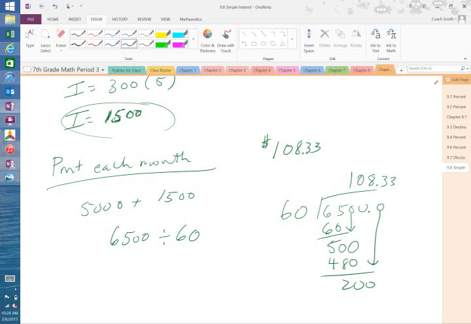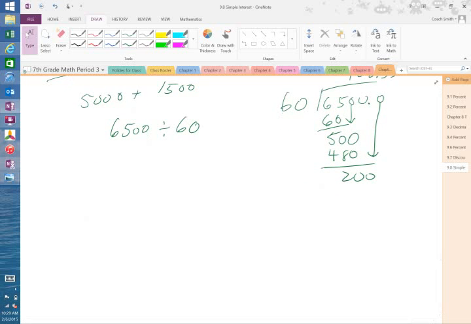Okay? Now, let's talk about another example. All right, let's get one out of the book. Yeah, I want to talk about one that doesn't use straight years. Let's look at number 8. Number 8 says $252 at 8% for 2 months.